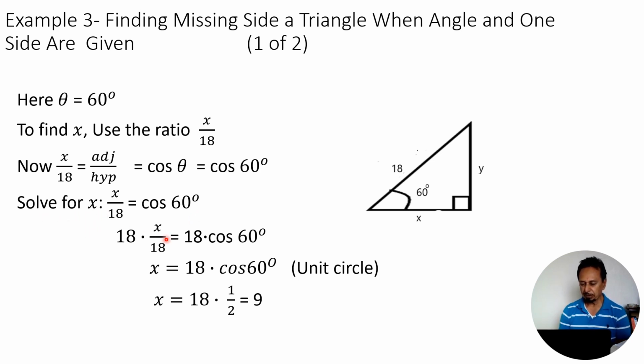To solve for x, we multiply both sides by 18. So we get 18 times x over 18 equals 18 times cosine 60 degrees. The 18s cancel out, you get x, so x is 18 times cosine 60. Now from the unit circle, cosine 60 is 1/2. So x equals 18 times 1/2, which is 9.